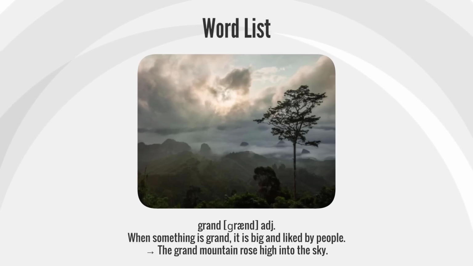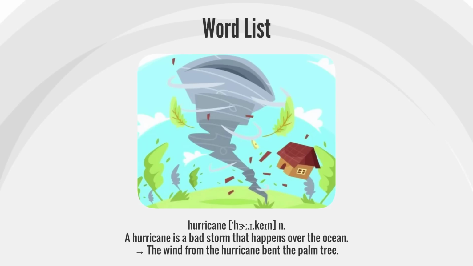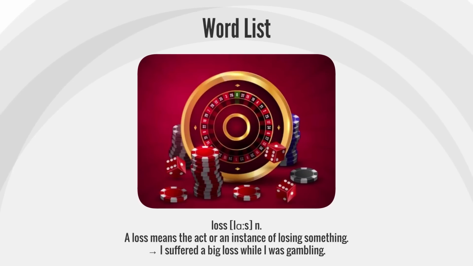Grand. When something is grand, it is big and liked by people. The Grand Mountain rose high into the sky. Hurricane. A hurricane is a bad storm that happens over the ocean. The wind from the hurricane bent the palm tree. Loss. A loss means the act or an instance of losing something. I suffered a big loss while I was gambling.